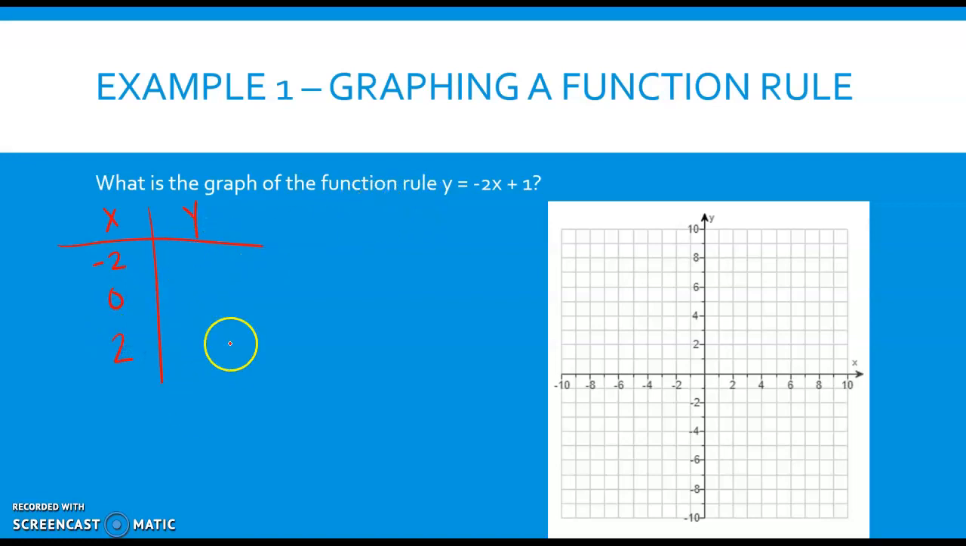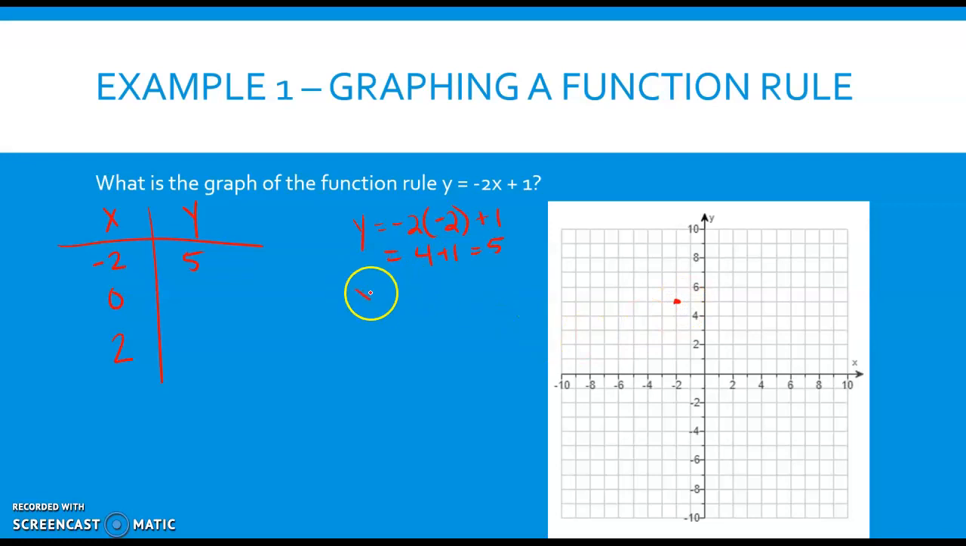And so to find my Y values, I substitute these X values into my equation. So here I have Y equals -2, I'm going to replace X with -2, and then I have +1. So -2 times -2 is 4, +1 is 5. So my point is -2, 5. So I can go ahead and plot that. So left 2, up 5, put a dot there.